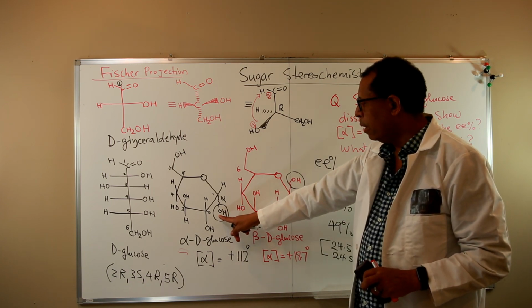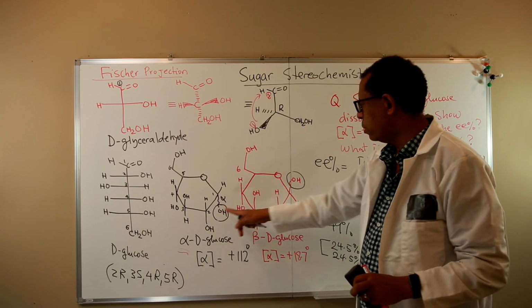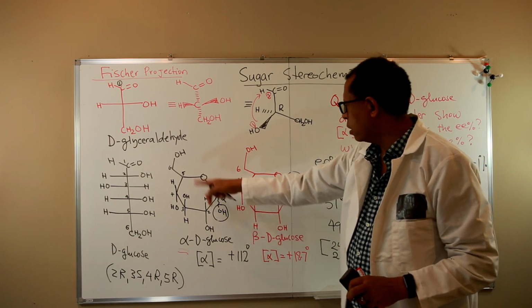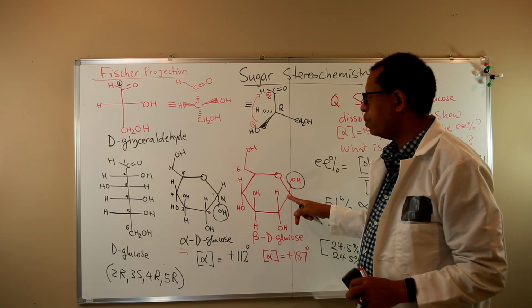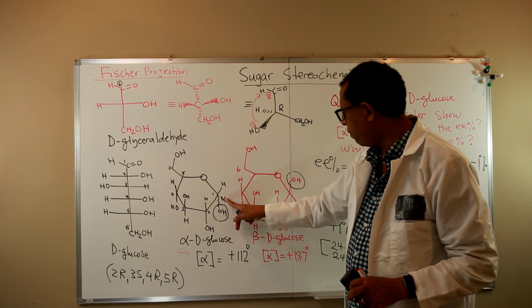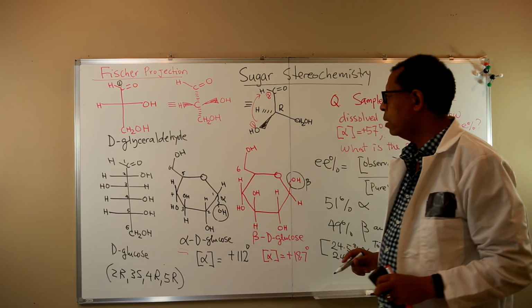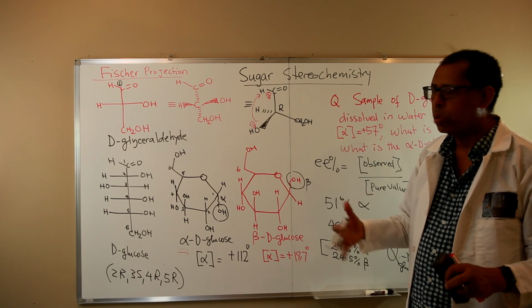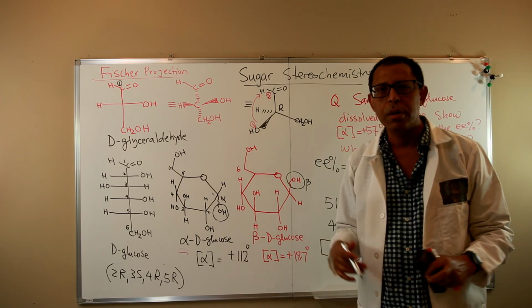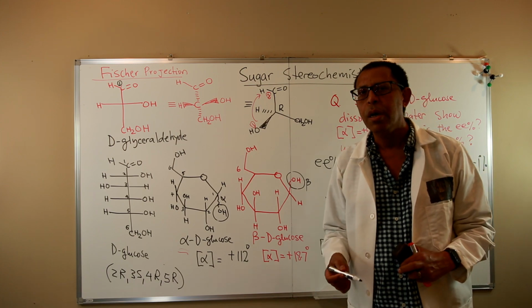This is only that hydroxy group is what determines the alpha and beta. The rest is the same. So this is OH down, that's an alpha. OH up is beta D-glucose. So these are mostly the stereochemistry that's found in sugars that you need to understand.